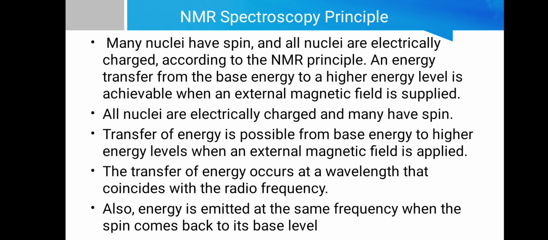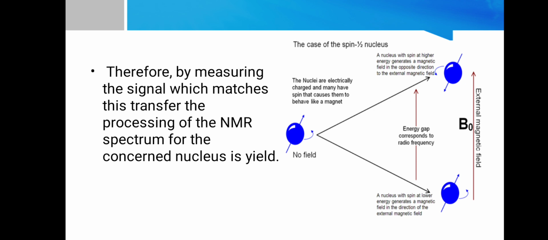Transfer of energy is possible from the base energy to the higher energy levels when an external magnetic field is applied. The transfer of energy occurs at a wavelength that coincides with the radio frequency. Also, energy is emitted at the same frequency when the spin comes back to its base level. Therefore, by measuring the signal which matches this transfer, the NMR spectrum for the concerned nucleus is yielded. So this is the spectrum.